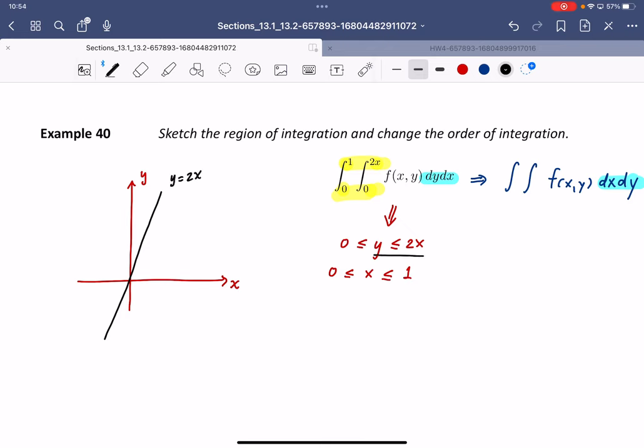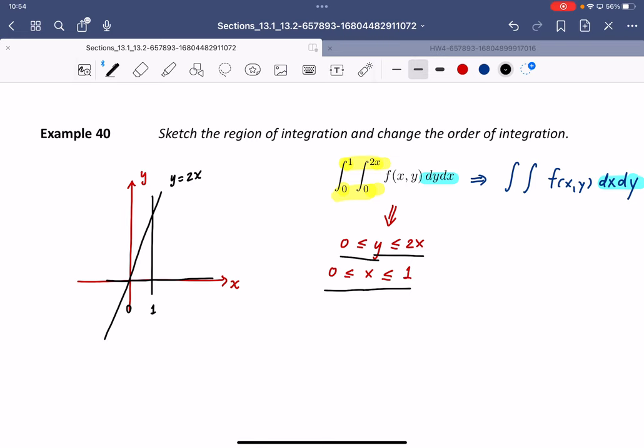You're done with this one. And then y equal to 0 is what? Y equal to 0 is actually this line. You're trying to put all the information together to find what region we are integrating over now. X starts from 0 to 1. This is 0, this is 1.